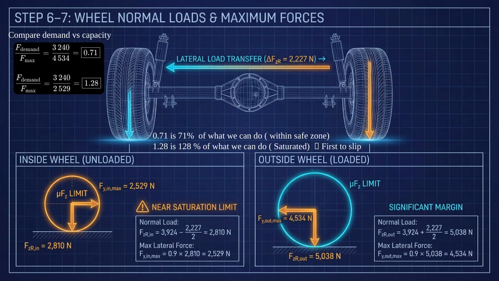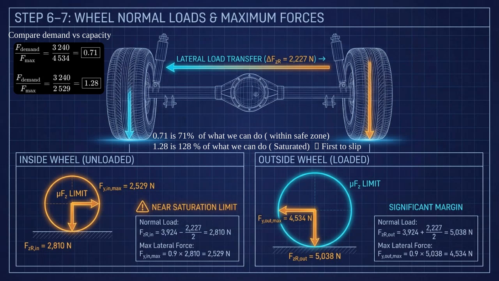Next, we calculate the maximum lateral force each rear wheel can generate. This comes from the friction limit rule: lateral force must be less than or equal to friction coefficient times normal load. For the outside rear wheel, multiplying 0.9 times 5,038 gives a maximum lateral force of 4,534 newtons. For the inside rear wheel, multiplying 0.9 times 2,810 gives a maximum lateral force of 2,529 newtons.